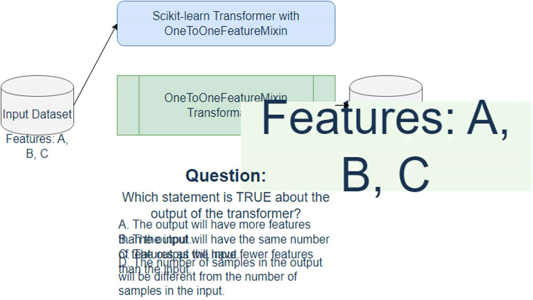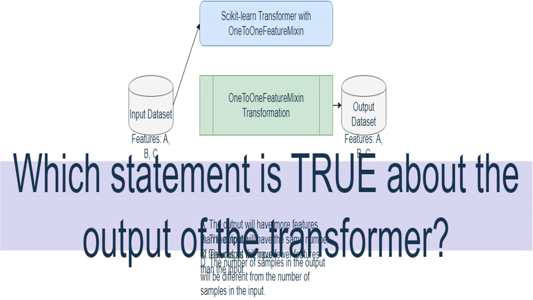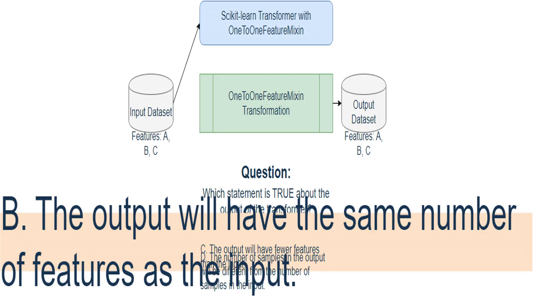Because of the OneToOneFeatureMixin magic, my output also has three features, A, B, and C. Exactly the same as the input. No extra features, no missing features. This is the question. I have to analyze the output of the OneToOneFeatureMixin transformer and choose the one statement which is most correct. This is the correct answer, because, as we've seen, the OneToOneFeatureMixin preserves the number of features.